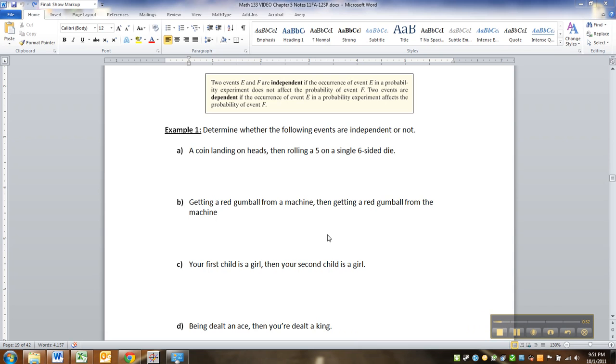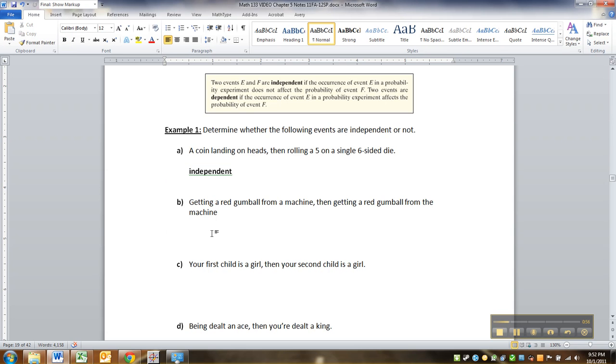an example. So determine whether the following events are independent or not. A coin lands on heads, then rolling a 5 on a single-sided die. All right, so when you flip the coin, it doesn't really have any effect on what you get on the die, right? The two items are independent of each other.